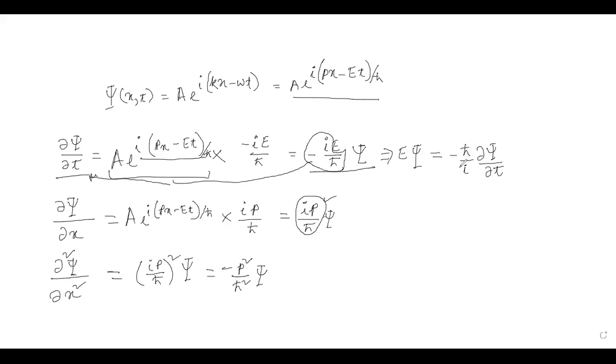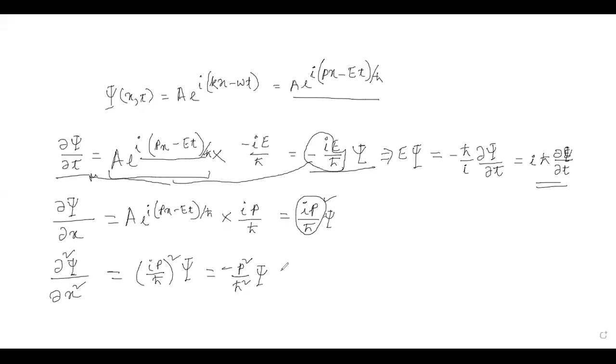When we multiply both the numerator and denominator by i, the denominator becomes i squared, and i squared is minus 1, so the minus signs cancel, and in the numerator we have only i. So this is equal to i h bar del psi by del t. Sorry, this is not E, this is E psi. Correct? So E psi is equal to i h bar del psi by del t.